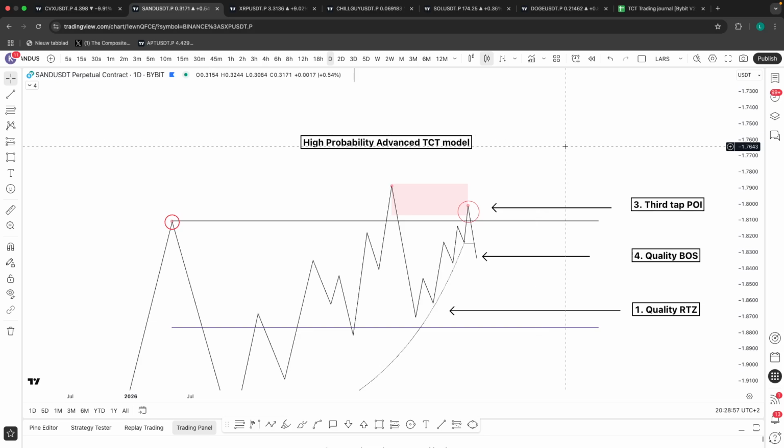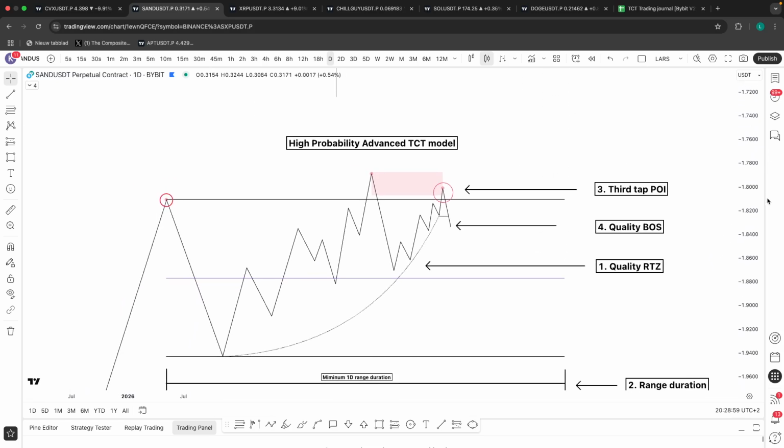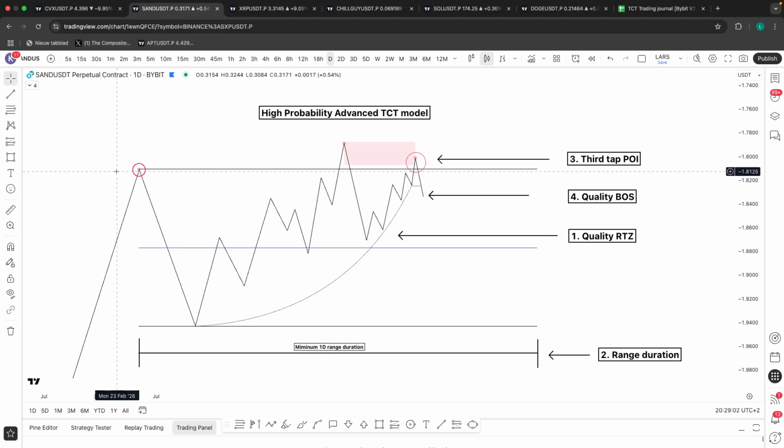Okay, so our high probability advanced TCT model is going to consist of this. This is a nice little screenshot for you. Okay, first we need a high probability ranging environment, which is confirmed via a quality return to zone, which can be a quality curve that has two different variables like we previously discussed, but it can also be trendline liquidity, where trendline liquidity is also very high probability, but you'll more often see actual return to zones than trend lines. But if you have a clean trend line, that's also a very, very high probability ranging environment.